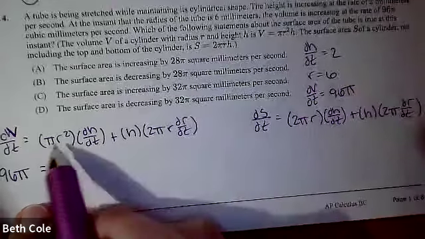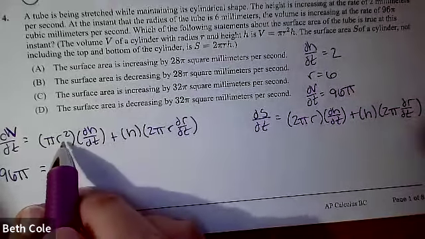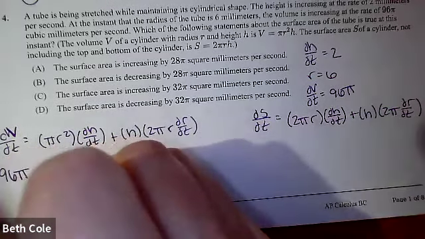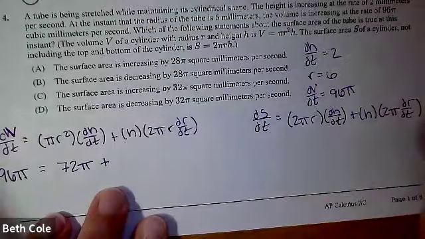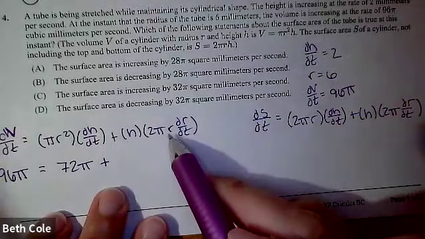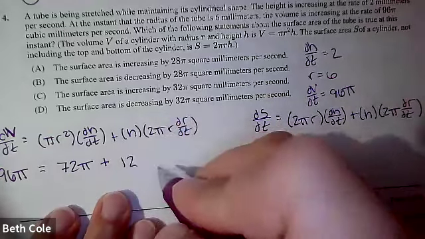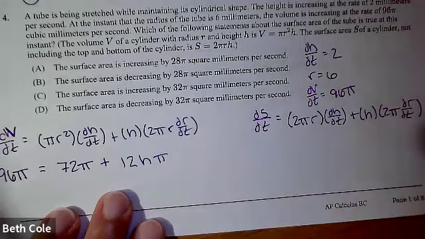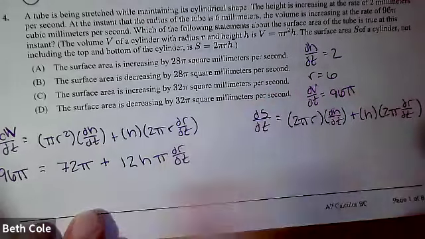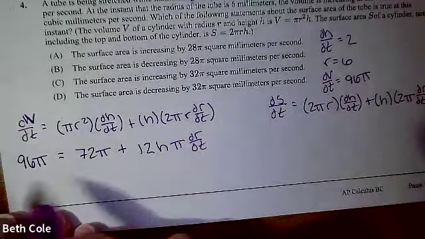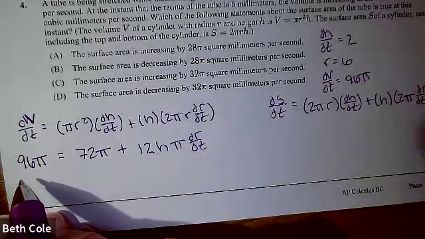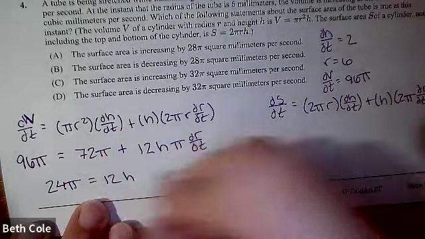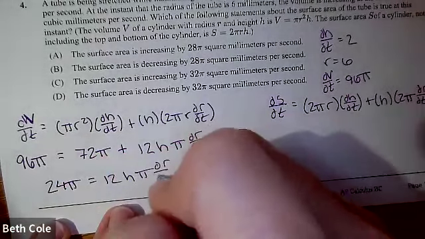And let's see, r is 6. So 6 squared is 36. And then dh dt is 2. So 36 times 2 is 72 pi plus, and then r is 6, so 6 times 2 is 12. So I have 12 h pi dr dt. I don't think I have dr dt. All right, let's go with it because I know I'm going to substitute this somehow. So if I subtract this over, if I minus 72 pi, oh goodness, what is that going to be? 24 pi equals 12 h pi dr dt.